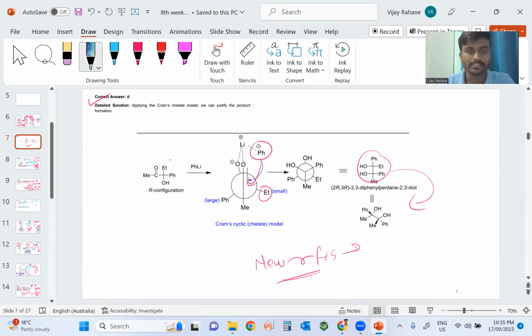Here also you can see this one is the chiral center, so that's why attack from this side or attack from that side, both have different possibilities. And based on this sort of intermediate or the models, we can solve these questions.